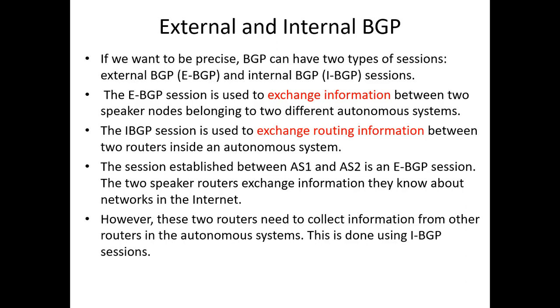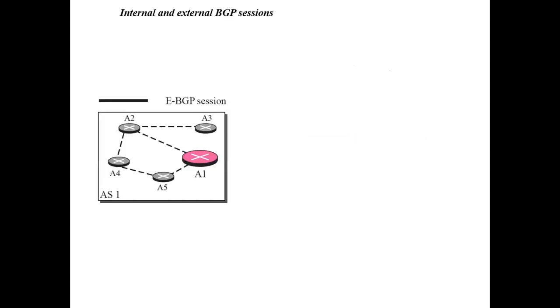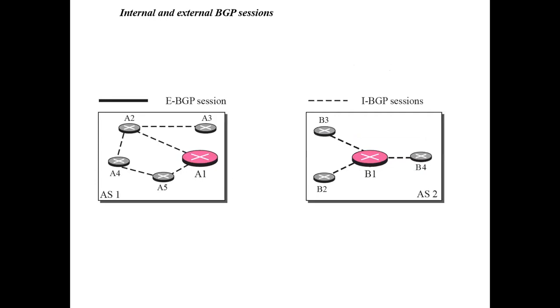Here our scenario has two autonomous systems: autonomous system 1 and autonomous system 2. A represents the autonomous system, and 1 represents the identification of the autonomous system. How does one autonomous system communicate with another, and how is information exchanged within an autonomous system? The diagram shows data communication within the autonomous system and the communication between two autonomous systems.